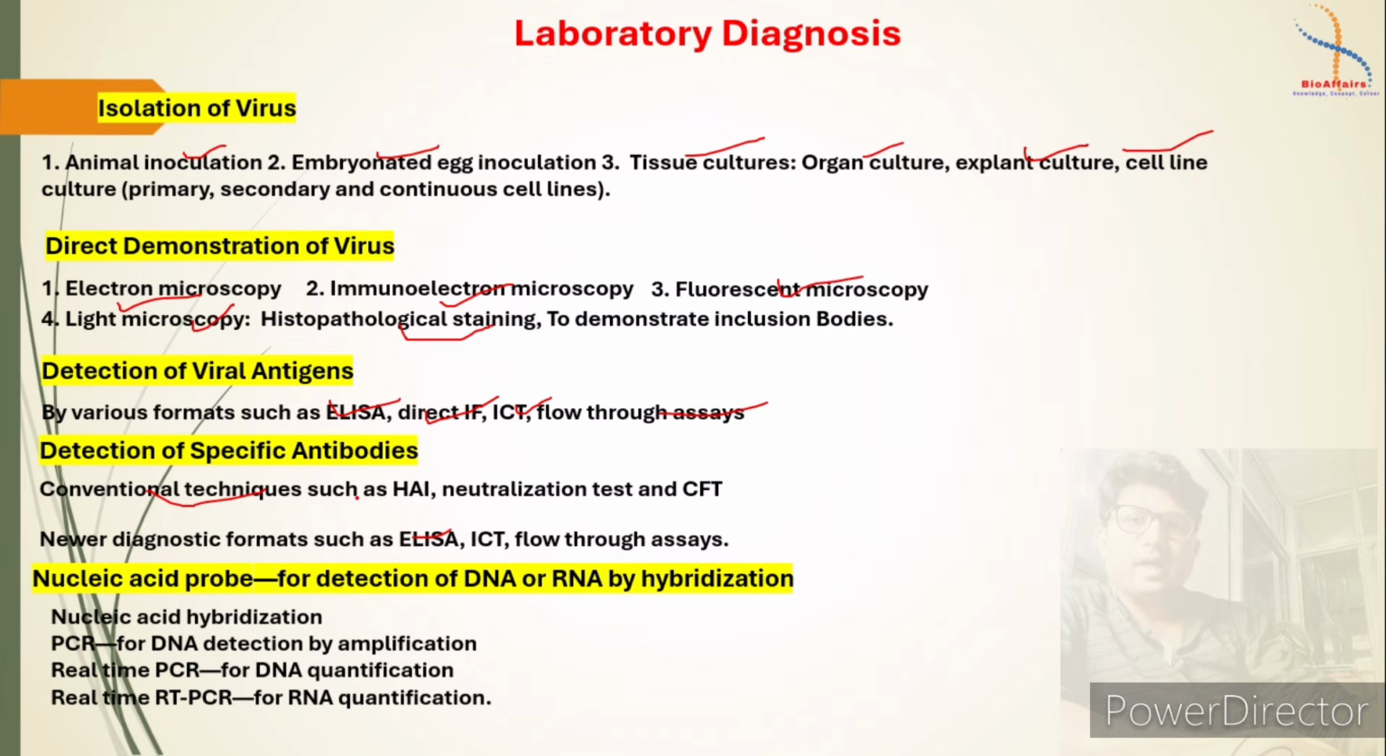Now if you are diagnosing a virus through nucleic acid probe, then there is nucleic acid hybridization, PCR, general or traditional PCR for DNA detection by amplification, real-time PCR for DNA quantification, and real-time RT-PCR for RNA quantification, because the RNA needs to be converted to DNA for quantification. Okay.